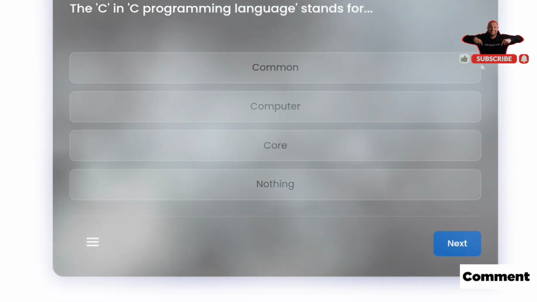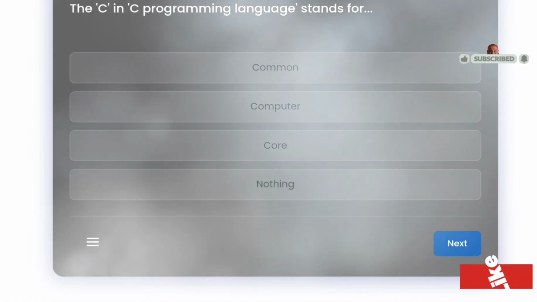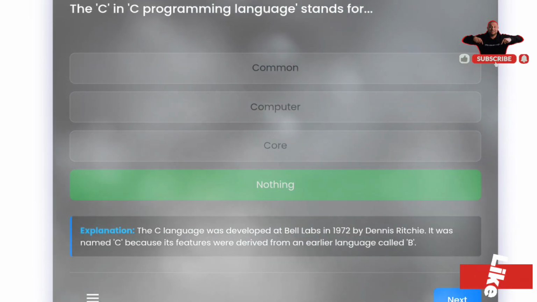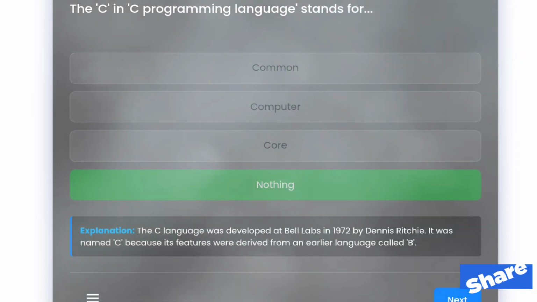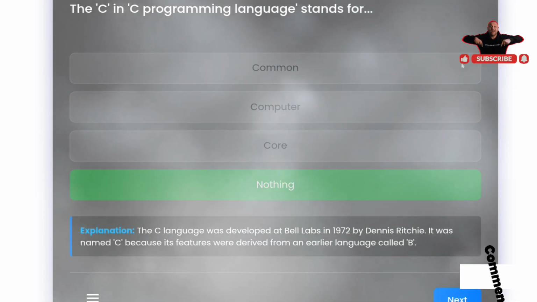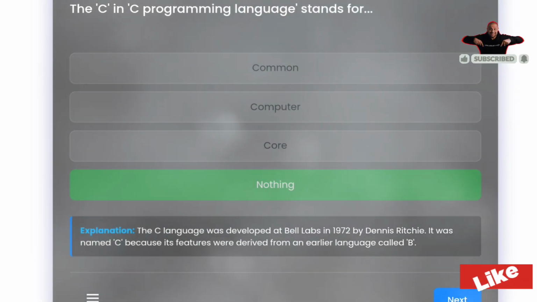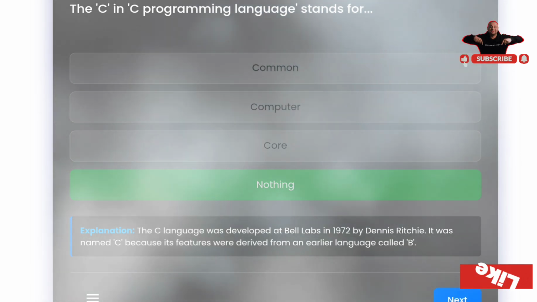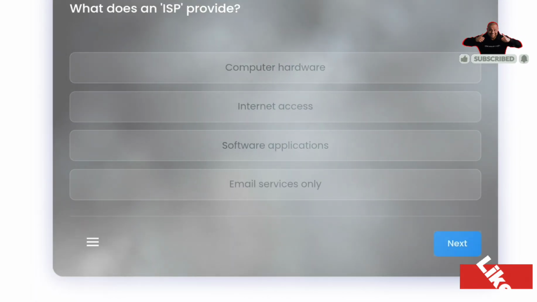The C in C programming language stands for... इसका ये जो तीन ऑप्शन दिया है यहाँ पर कुछ भी नहीं है. That means the C language was developed at Bell Labs in 1972 by Dennis Ritchie. It was named C because its features were derived from an earlier language called B.